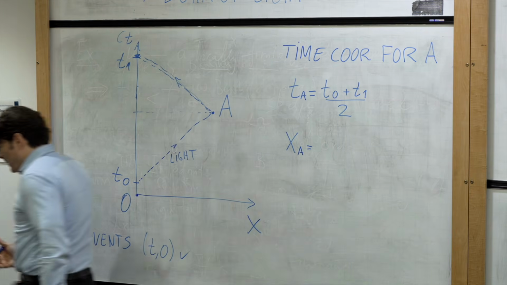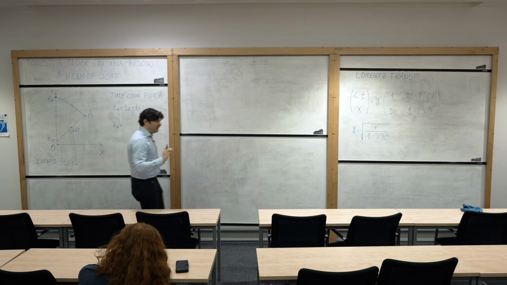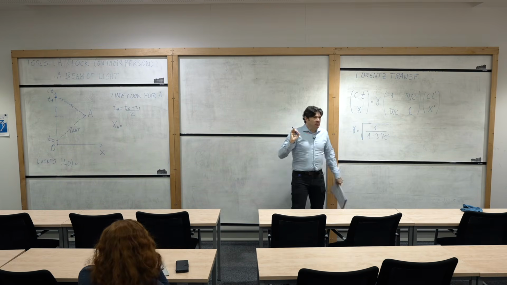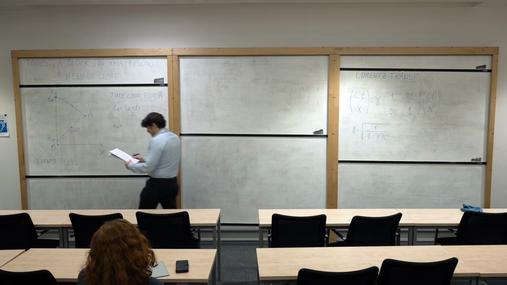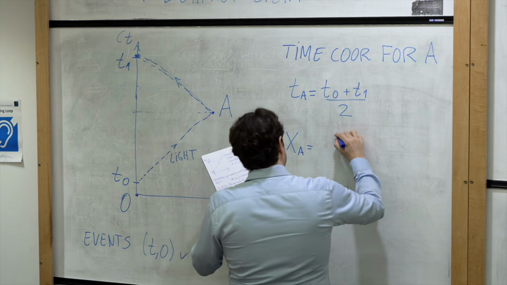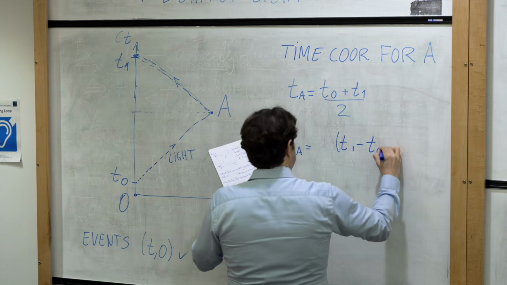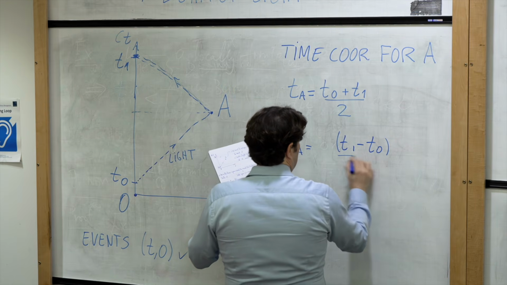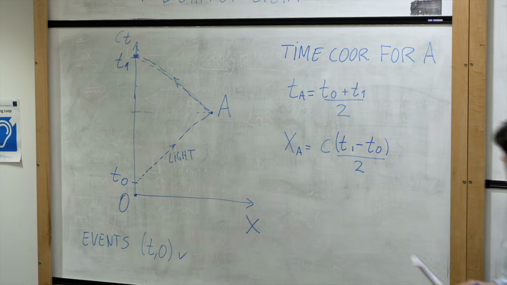That's very easy too, because I know that the rays of light move at the speed c, okay? So the distance has to be the time, which is (T1 minus T0) over 2, times c.